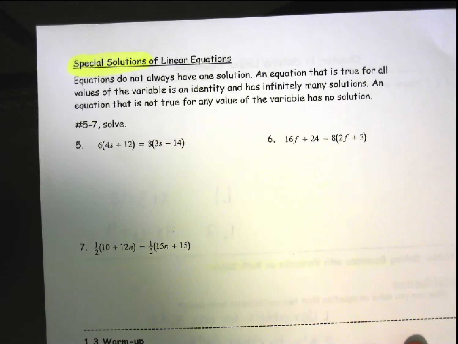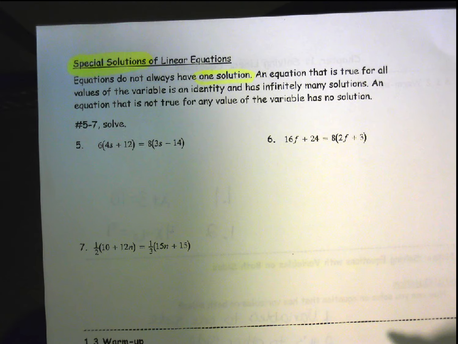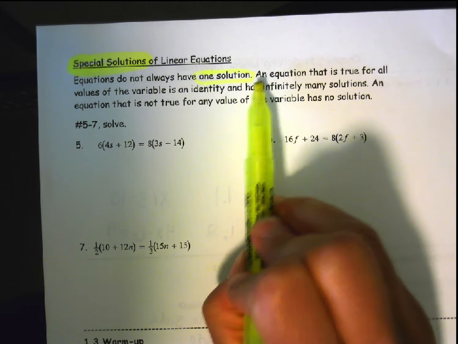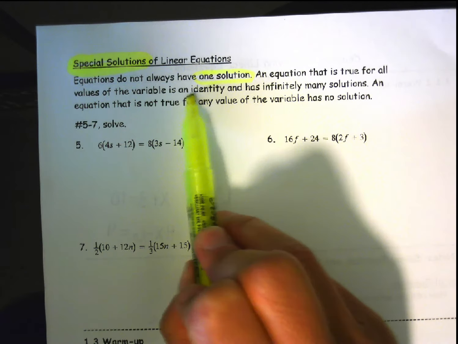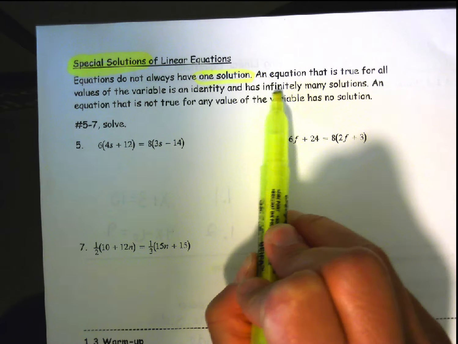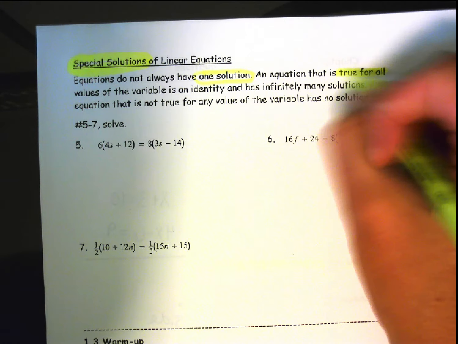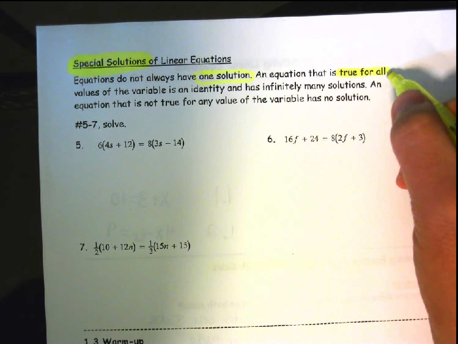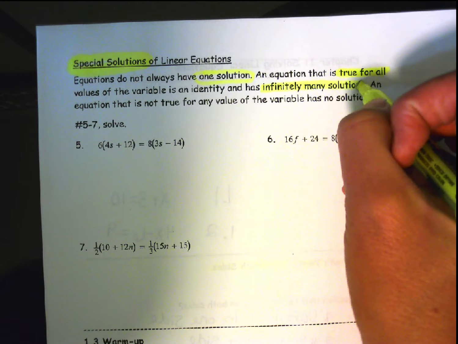It says special solutions. Not all equations work. Not all equations have one solution. So notice it says an equation that is true for all values of the variable is an identity and has infinitely many solutions. So if it's true for all, if it's true for everything, and you're going to see this in a minute, it will have infinitely many solutions.